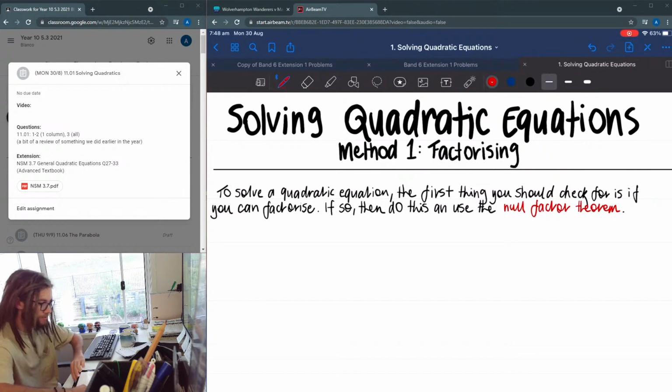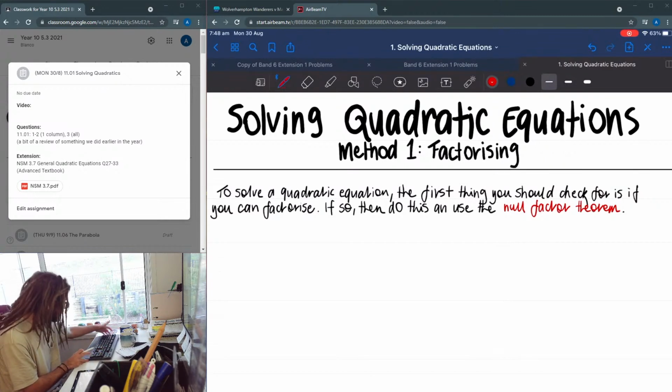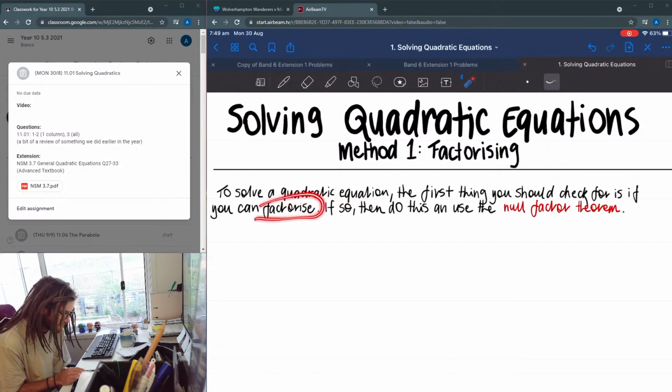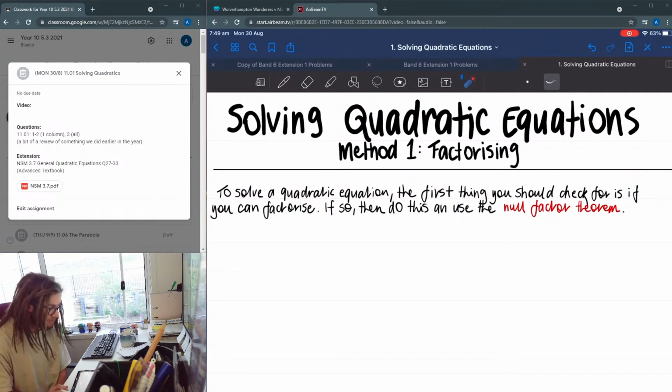And we're actually starting a new topic, but it's heavily related to our last topic. Our goal for this week is to solve quadratic equations. There's lots of ways of doing this, but I guess we'll just jump right in. To solve a quadratic equation, the first thing we want to check for is if we can factorize it. We're going to have three methods of solving a quadratic equation throughout this week. The first may not be the easiest, but it's certainly the first thing you should always check for.